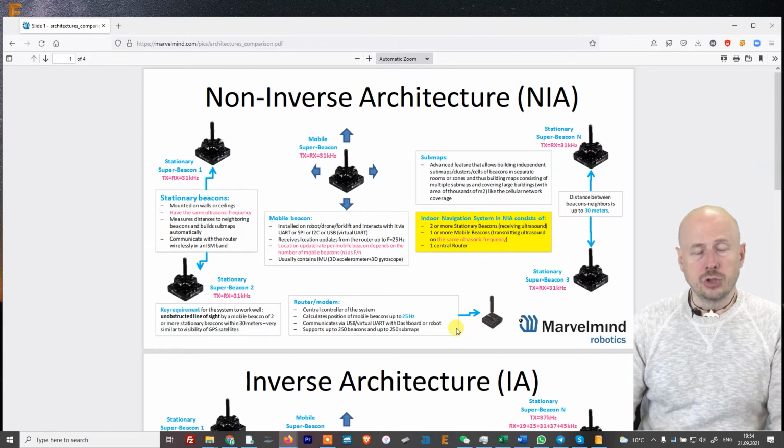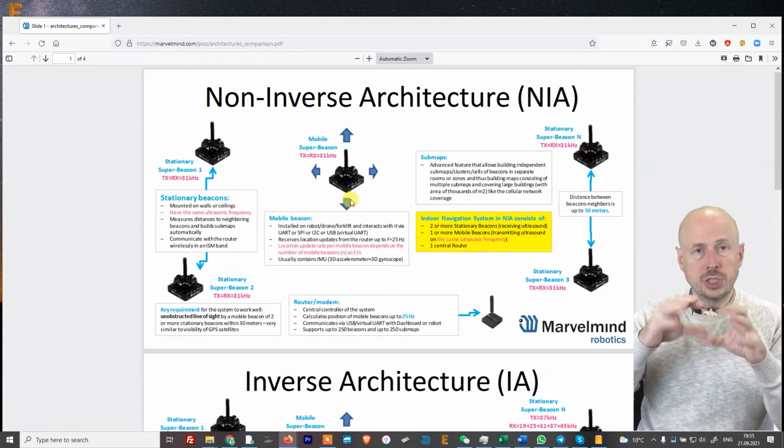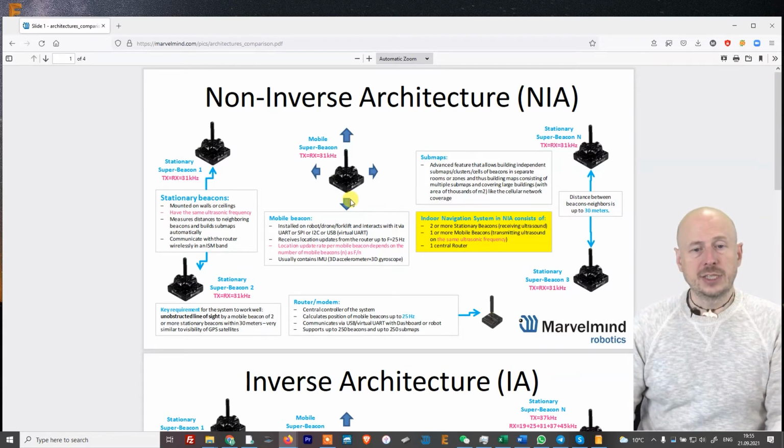For you as a user, the biggest difference is slightly different. What is it? Who is emitting ultrasound? In non-inverse architecture, the mobile beacon is emitting, so producing these fast clicks. You cannot hear the ultrasound, but you may hear clicks in a quiet room, like the one I'm sitting in now.